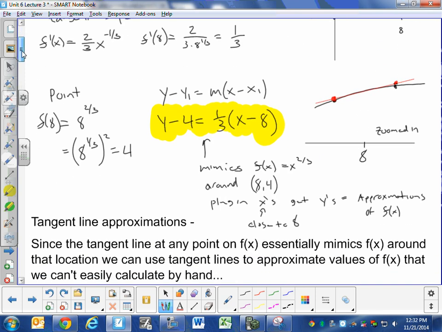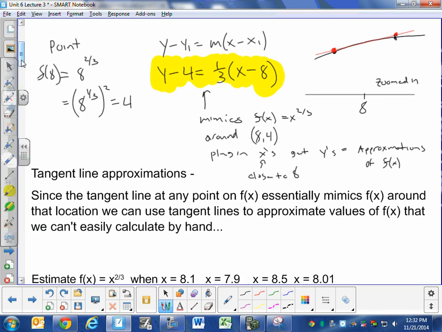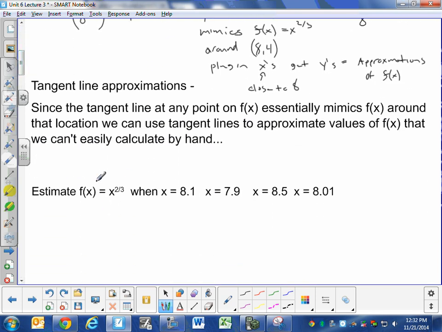So let's do that. Let's figure this out. I have this function x to the 2/3. That's what we're kind of focusing on to start. And I want to figure out what f of 8.1 is. I want to figure out what 8.1 to the 2/3 is.